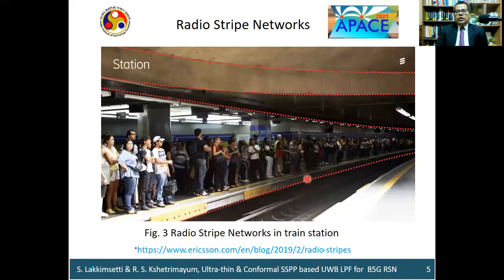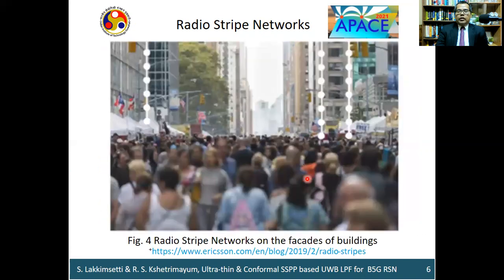Similarly, another situation is when you consider a train station. In the train station, there are many users waiting for the next train to come, and each user has a mobile phone. So there will be heavy traffic here. In order to give good quality of service and high data rate to each and every user, radio strip networks can be put on the walls of the train station, and they can also be put on the rails of the train station.